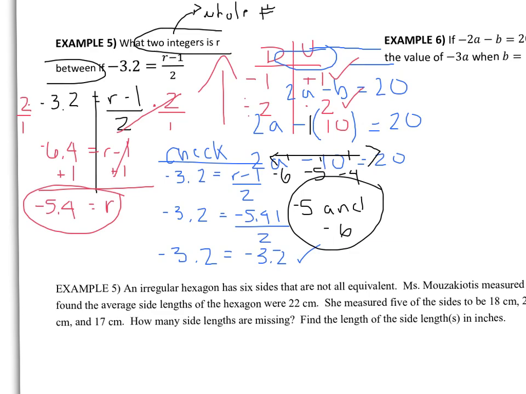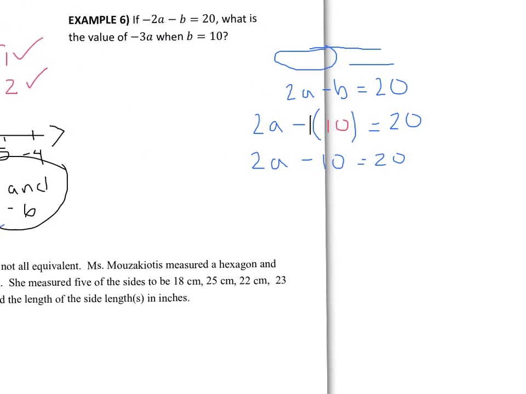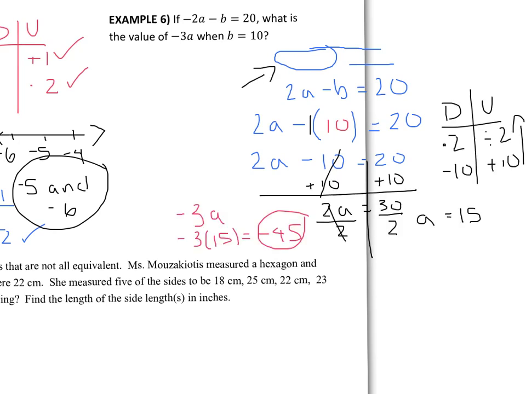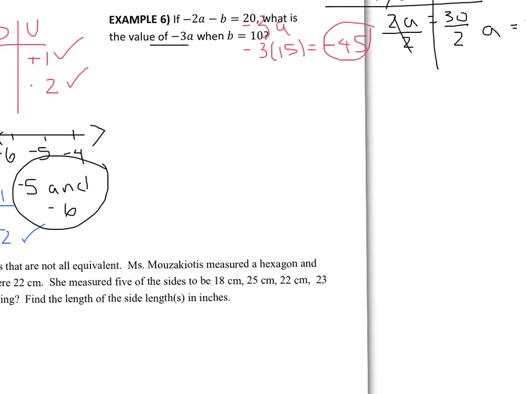All right, let's do another example. Go over here where it says example 6. So again, I'm going to use cups as I read. If negative 2a minus b equals 20, what is the value of negative 3a when b equals 10? So again, let's figure out what the final question we're trying to answer is. And the final question we're answering is, what is the value of negative 3a?